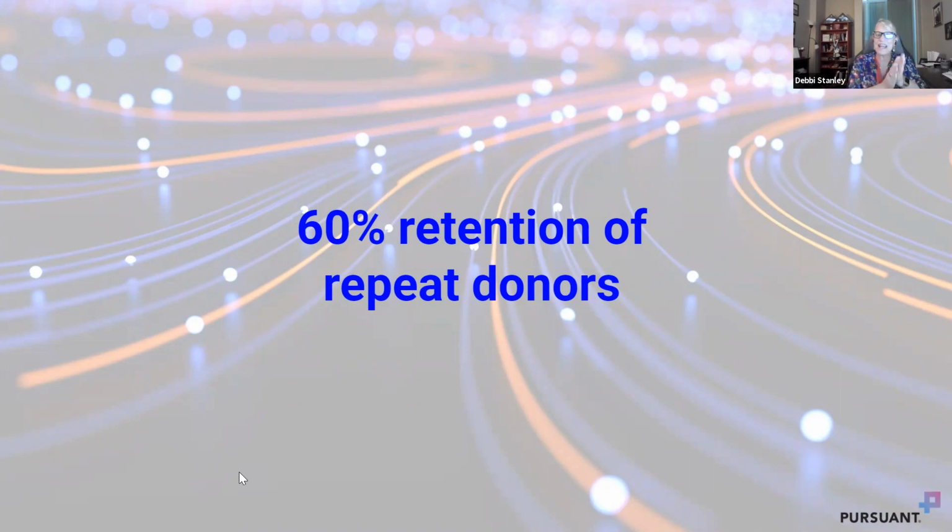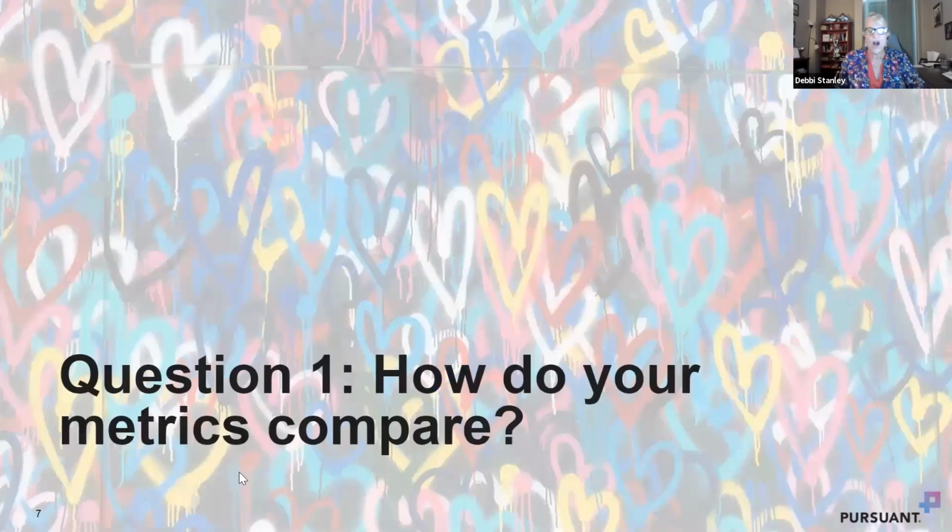But I really want to focus on this, that when we look at how to, again, pivot, if you get that second gift, then you double that number. You get 60% retention of repeat donors. So to set the stage today, we are focusing on how to get that second gift from those first-time donors. So question one, you've got to know what your numbers are.